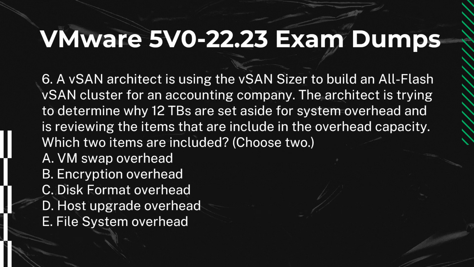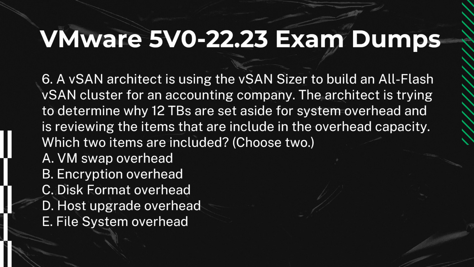6. A vSAN architect is using the vSAN Sizer to build an all-flash vSAN cluster for an accounting company. The architect is trying to determine why 12 TBs are set aside for system overhead and is reviewing the items that are included in the overhead capacity. Which 2 items are included? Choose 2. A. VM swap overhead. B. Encryption overhead. C. Disk format overhead. D. Host upgrade overhead.